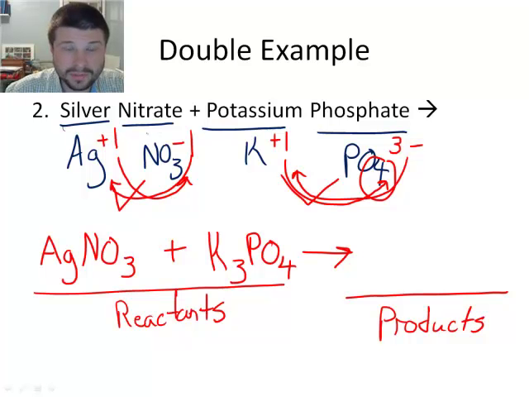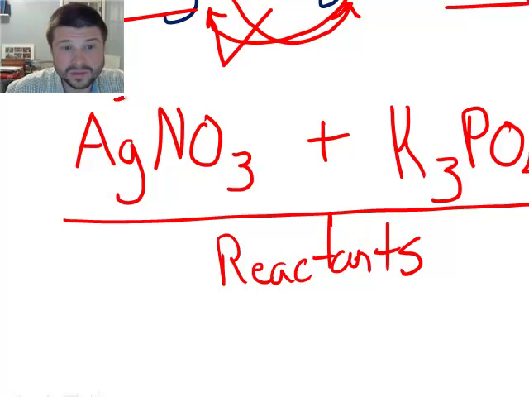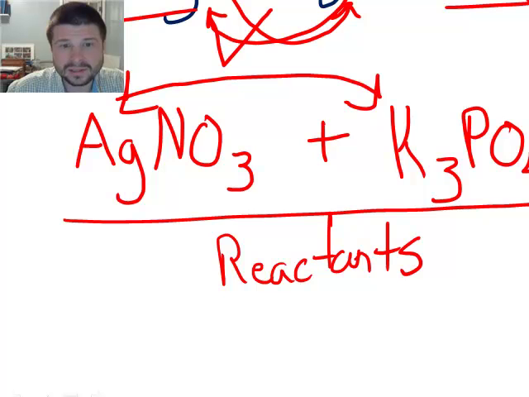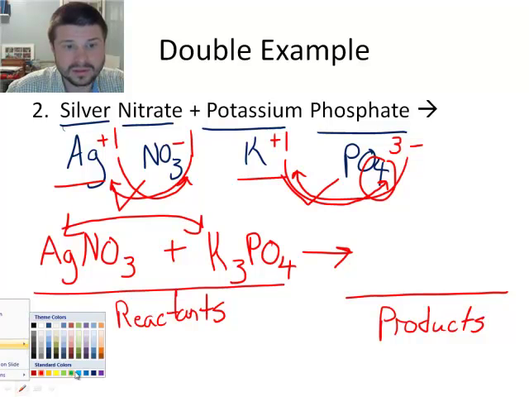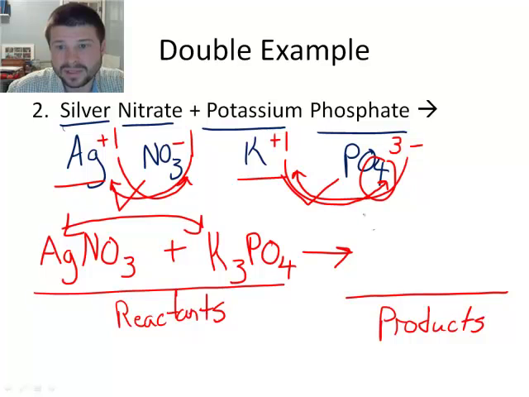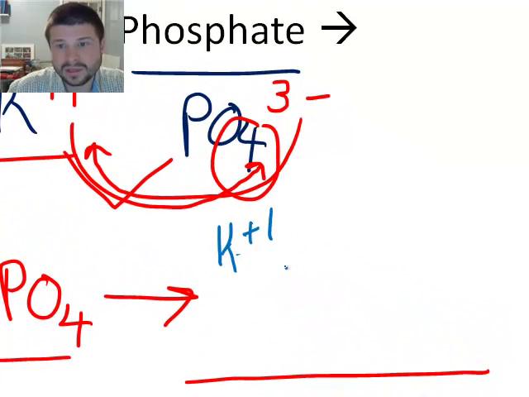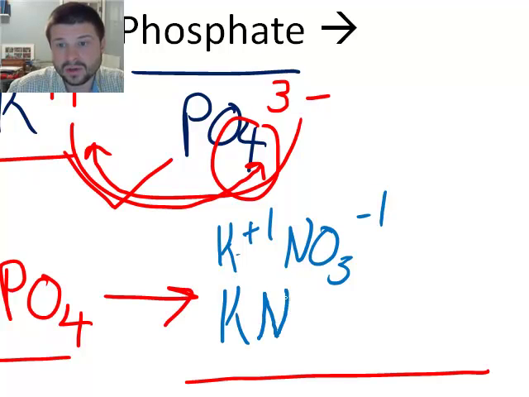Okay, so I know that my positive ions are going to switch places. My potassium, my silver, those are going to switch there. And when I rewrite that correctly, I'm going to have potassium with NO3. So I'll have potassium, which is K 1+, and NO3, which is 1-. So if I write that correctly, that'd be KNO3 plus.